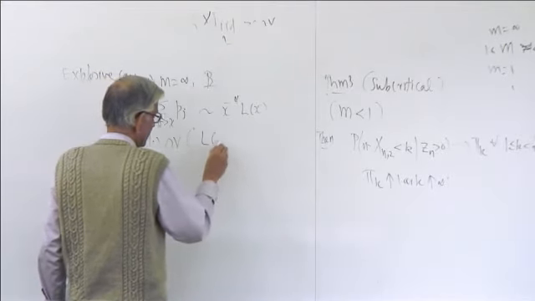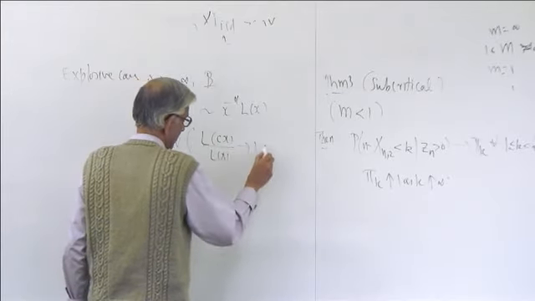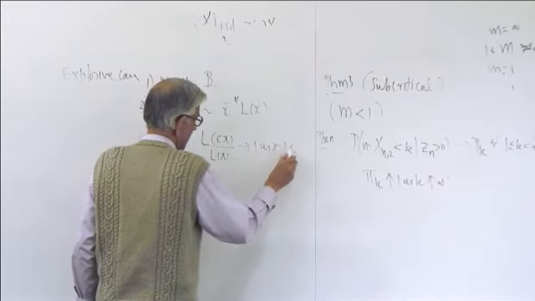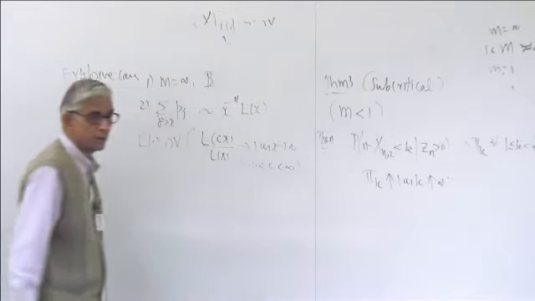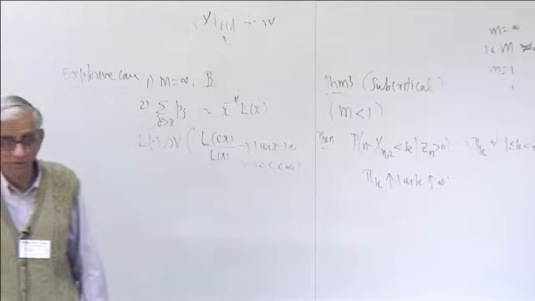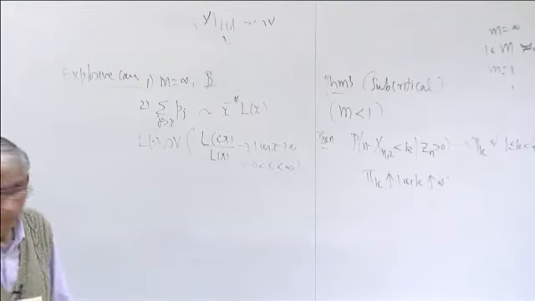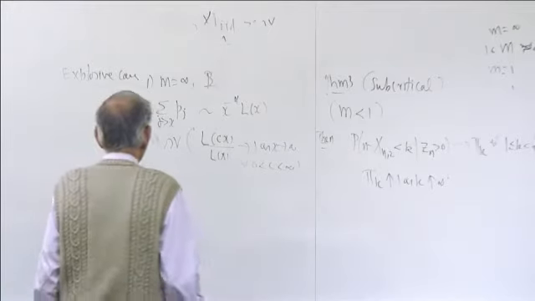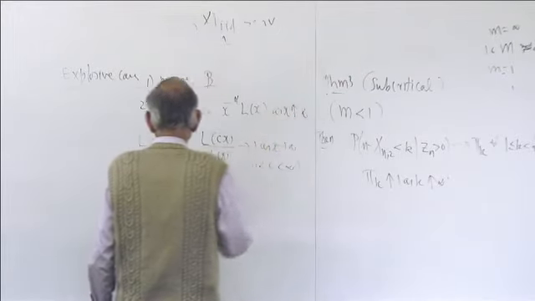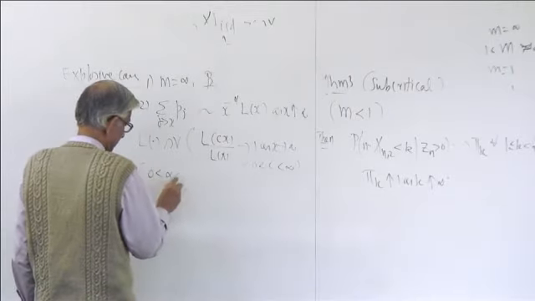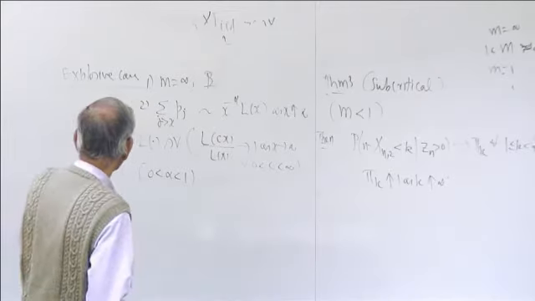That means L of cx over L of x goes to 1 as x goes to infinity for every c with 0 less than c less than infinity. Like log x would be slowly varying, but any power of x will not be slowly varying. Square root of x will not be slowly varying as x goes to infinity. And with alpha between 0 and 1. So that's my hypothesis about the distribution of Pj.